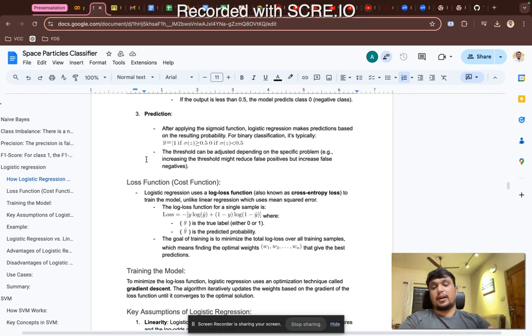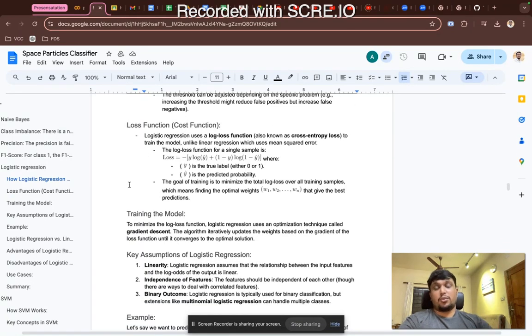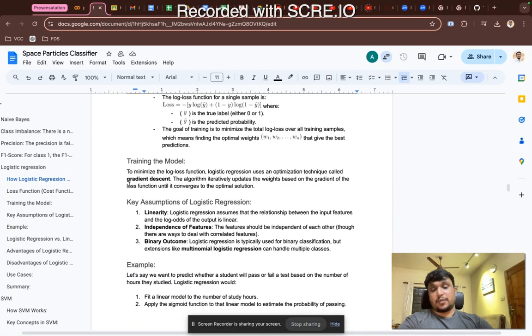How do you train a logistic regression model? You use a log loss function, also known as cross entropy. You go through all the training samples and try to find optimal weights, w1, w2 till wn, which give the best prediction. We use an optimization technique called gradient descent to arrive at optimal weights much faster.